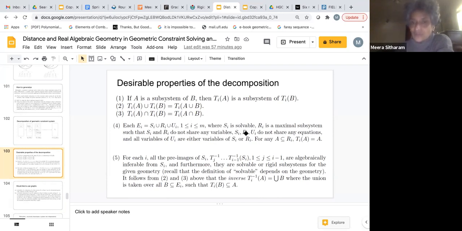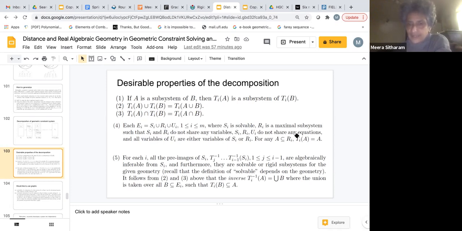Okay, and so this is solvable. Ri is a maximal subsystem such that Si and Ri don't share variables. Ui shares some variables, and all three of them do not share any equation. So in other words, the set of equations has been split into three parts. These two don't share any variables. These two, Ui may share some variables with Si and Ri.